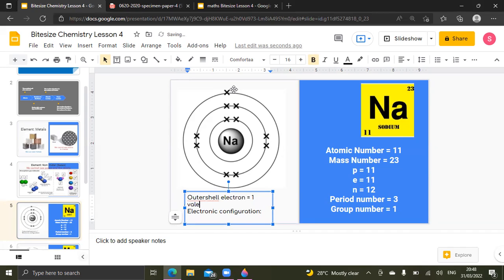I'll write this down here in the notebook. This term is very important: valence electron. So how many valence electrons? 1. There you go.